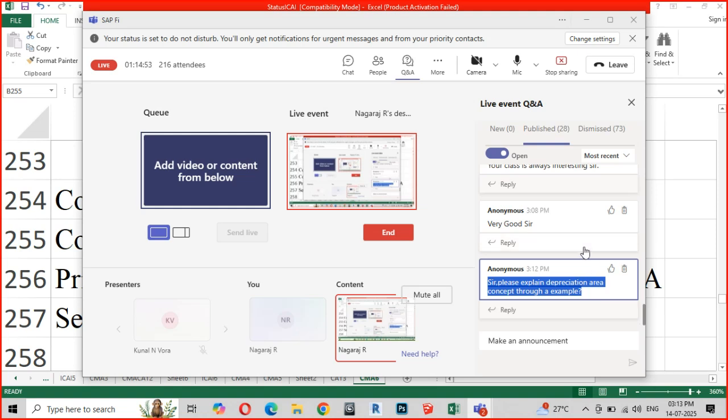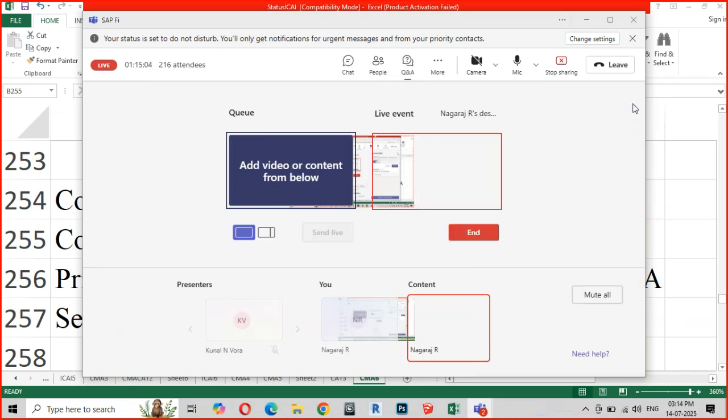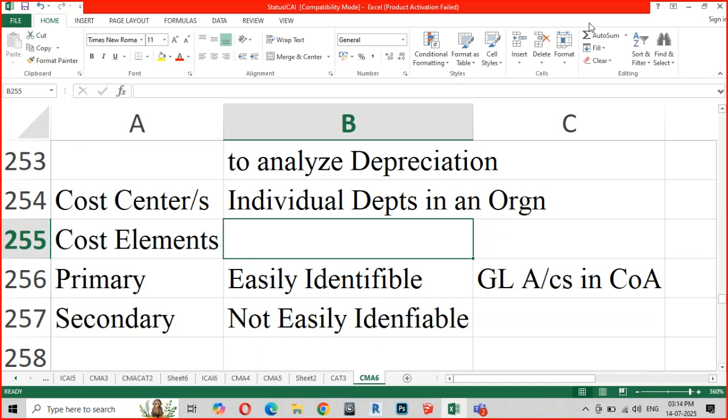All right. I hope the concept of depreciation area is now getting a little clearer. So it is just how the organization wants to analyze the information of depreciation, how it wants to use the concept of depreciation. Okay. And what areas. Why do I want to? How do I want to analyze the concept of depreciation?